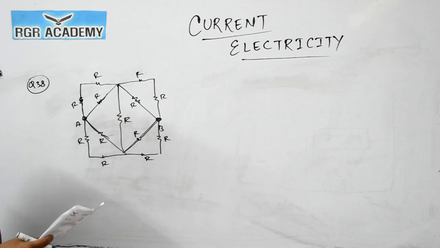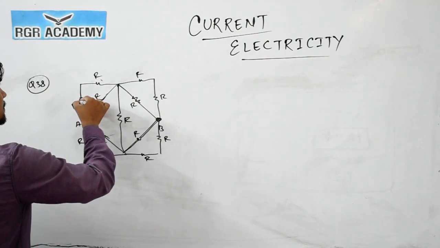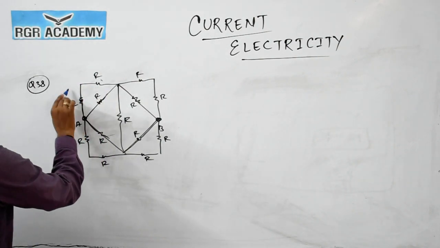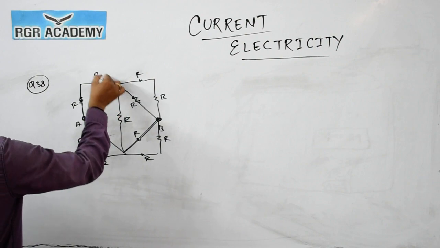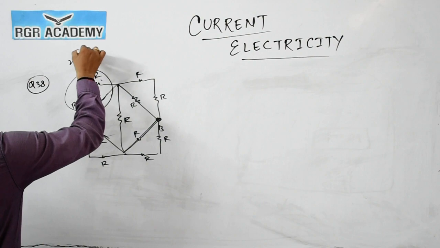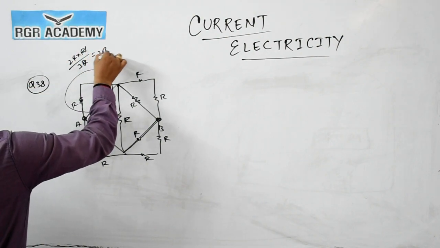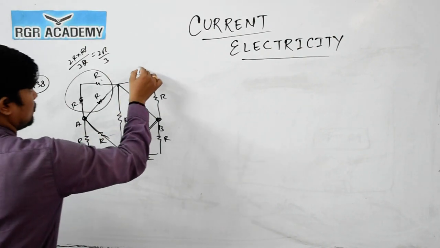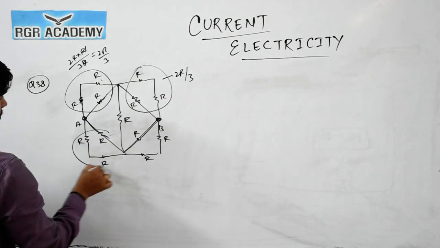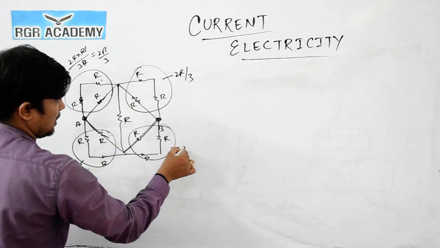The effective resistance between A and B. If you see these two resistors, they are in series. The equivalent of this will become 2R. Now this 2R and this R will be in parallel. So this total equivalent will become 2R into R divided by 2R plus R, that is 3R, so it will be 2R by 3. Here also it will become 2R by 3, this one will also become 2R by 3, and this one will also become 2R by 3.